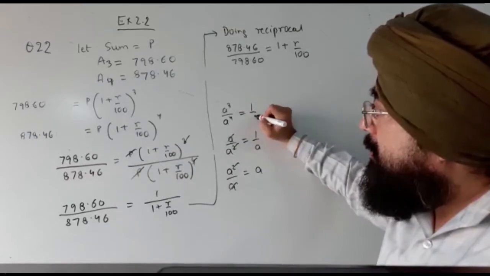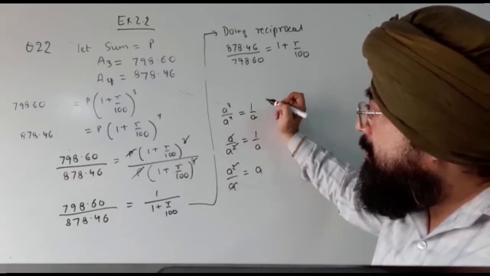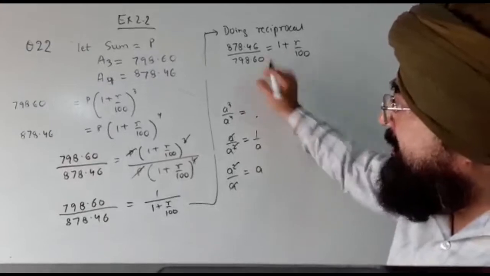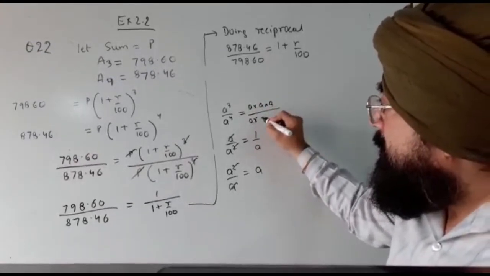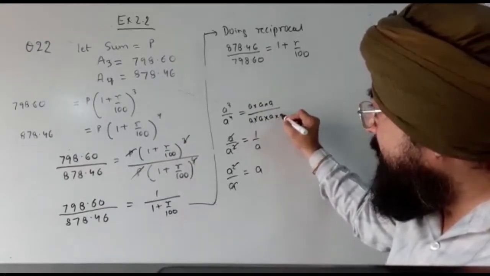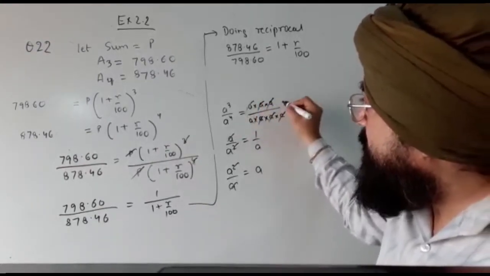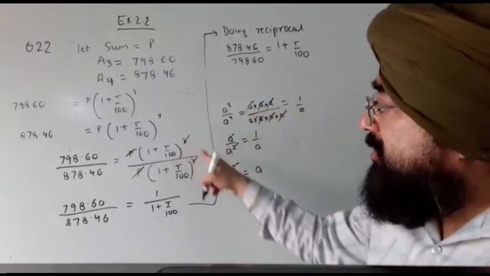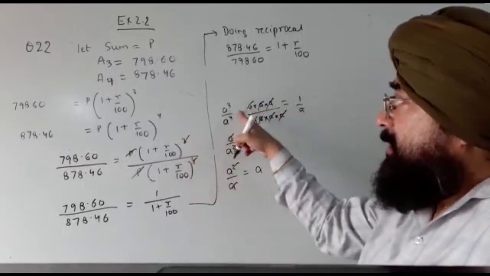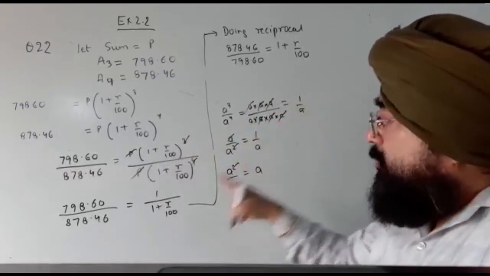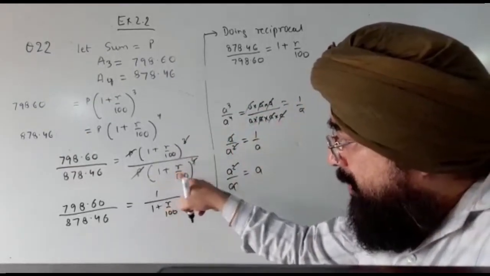1 upon A. See, A cube actually means A into A into A, and A to the power 4 is A into A into A into A, so the three A's cancel and you are left with 1 upon A. So likewise, power 3 and power 4: power 3 cancels off and you are left with 1 upon A, and 1 upon 1 plus R upon 100.